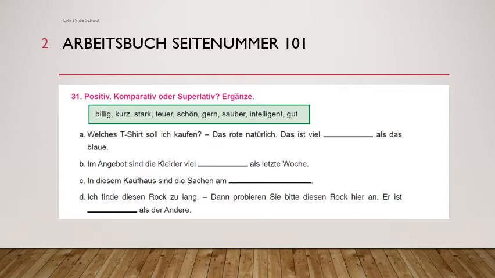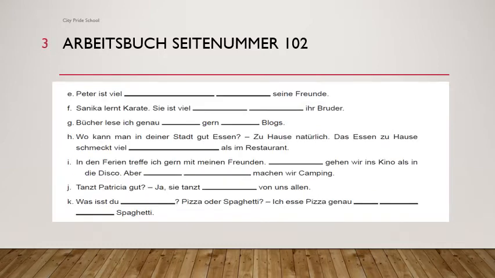The remaining sentences are on the next page. Page number 102. In the next sentences we'll see the difficult words' meaning. Peter ist viel blank als seine Freunde. Here als is not given. You have to decide which degree you are using and accordingly you can write. But a few hints I can give you. Whenever viel is there, it is always comparative degree. As well as whenever there is a comparison between two things or two people, it is always comparative degree. So here there is a comparison between Peter and seine Freunde. So automatically here the answer will be in the comparative form.